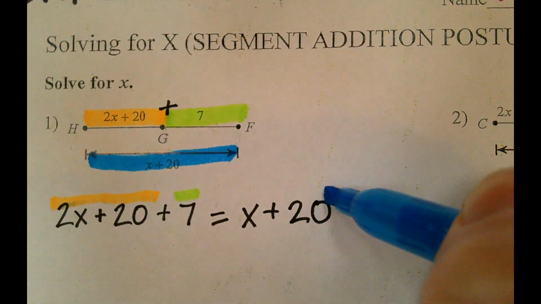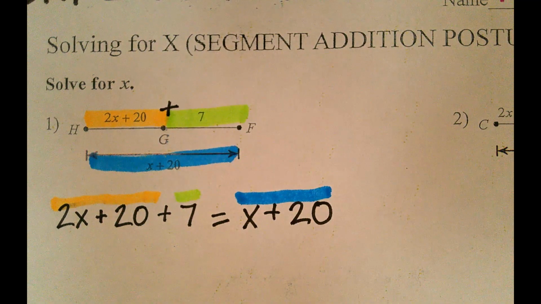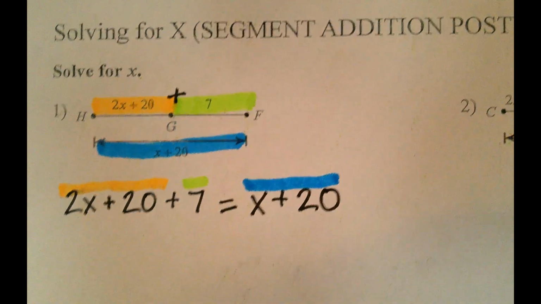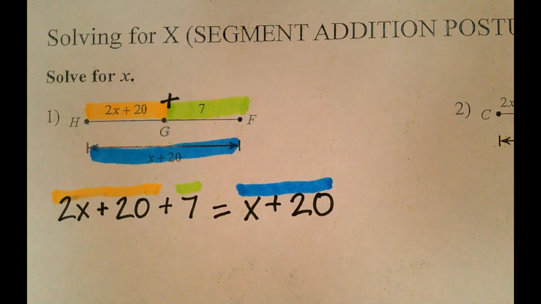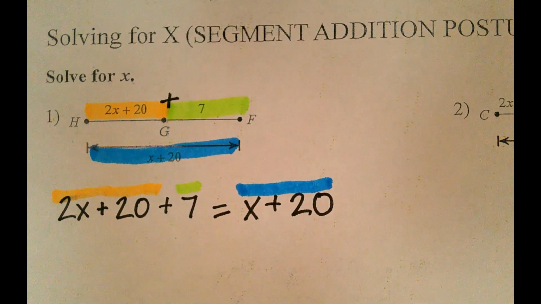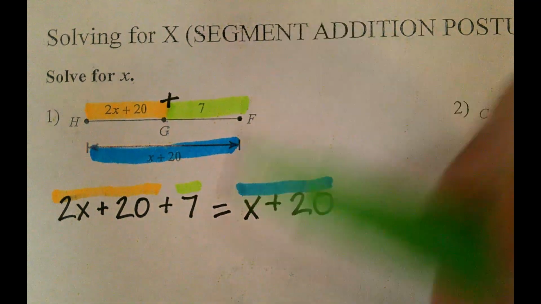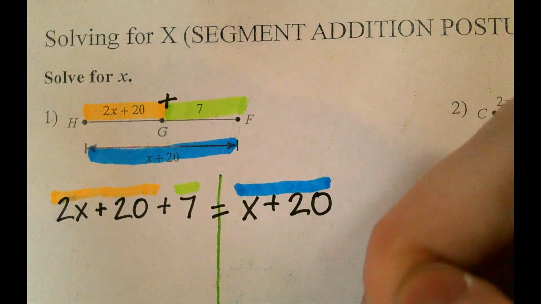Now we have a tricky problem here. But it can always be made a little bit easier if we draw a line through our equal sign and think about it one step at a time.